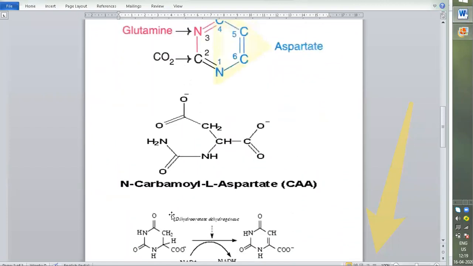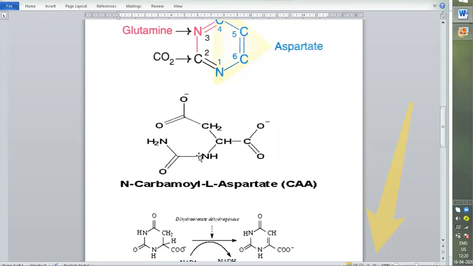This is the carbamoyl aspartate. Carbamoyl means one amine group is present, and this amine group is obtained from the glutamine source. Here this is the amine group and this is the carbon. This CO group is obtained from carbon dioxide, and this amine is obtained from the glutamine source.